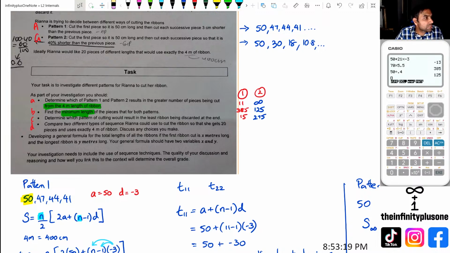All right. So for the second part of this question, what's it asking? Compare two different types of ribbon. So gets exactly 20 pieces and uses exactly 4 meters of ribbon. Discuss any choices you make.